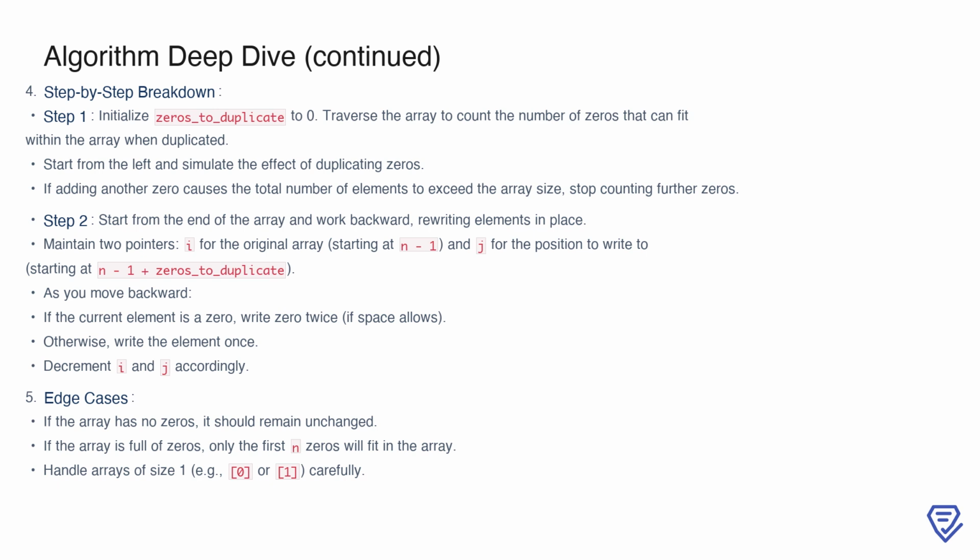Special cases, like arrays with no zeros or ones full of zeros, are handled naturally by this method. For instance, if there are no zeros, the array remains unchanged. If the array is entirely zeros, only the first n zeros are kept.